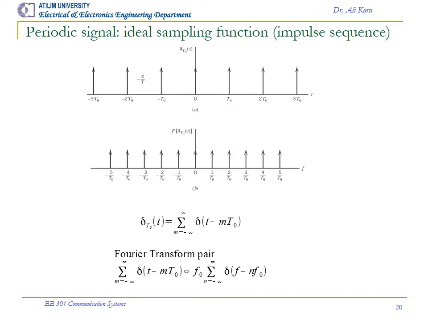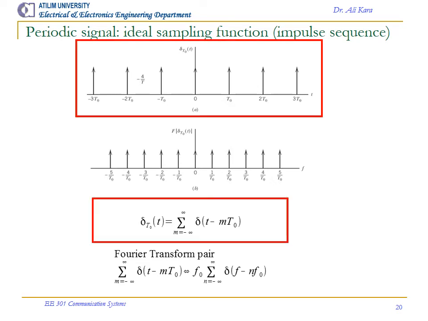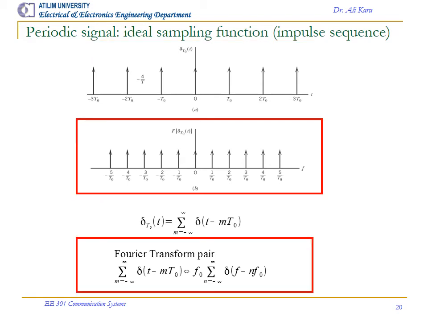Periodic signal, ideal sampling function, impulse sequence. An ideal sampling function, or Dirac comb, consists of an infinite sequence of uniformly spaced delta functions. We denote this waveform by Dirac delta T0 of t. It is expressed as the sum over m from minus infinity to plus infinity of Dirac delta of t minus m T0. This ideal sampling function has a Fourier transform equal to f0 times the sum over n from minus infinity to plus infinity of Dirac delta of f minus n f0.